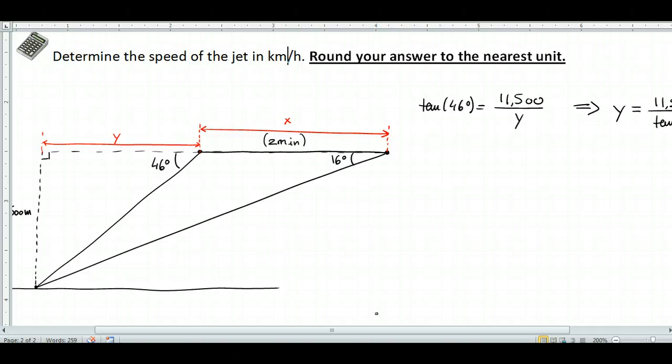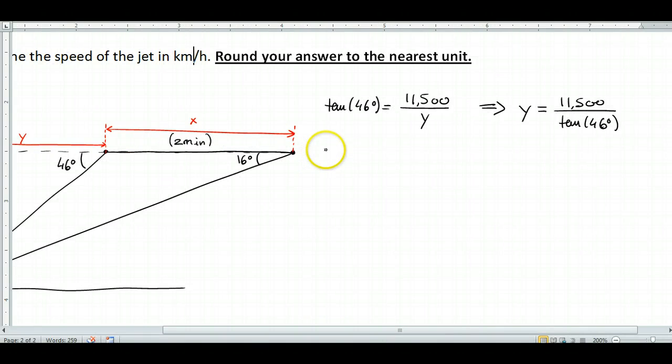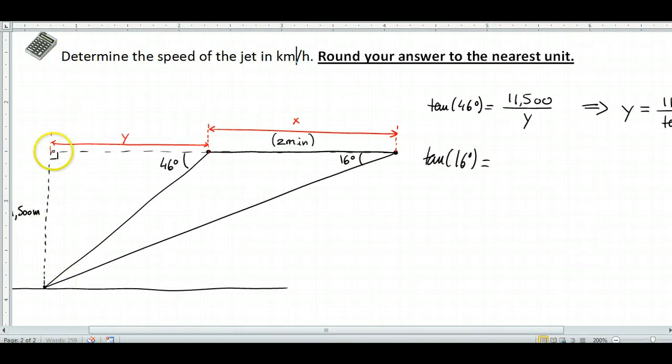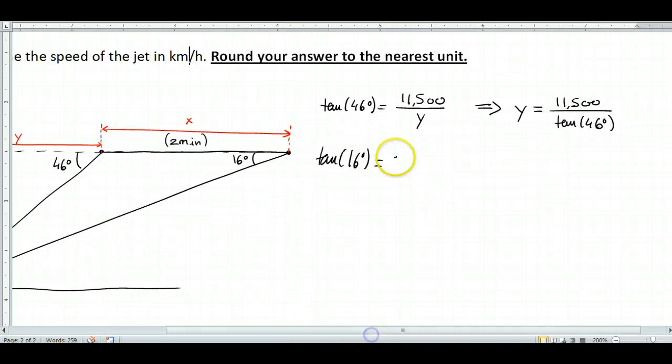Okay, let's have a formula that deals with x. So again, we need to look at the tangent of 16 degrees right here. Tangent function. So tangent of 16 degrees is the opposite, which is still 11,500, but now divided by x plus y. So 11,500 divided by x plus y, and we're going to do the same thing.